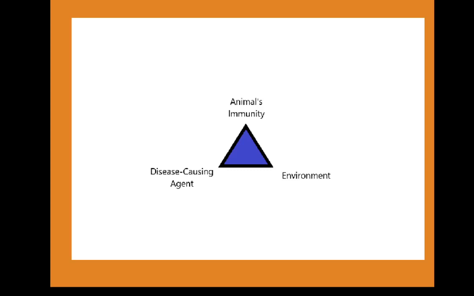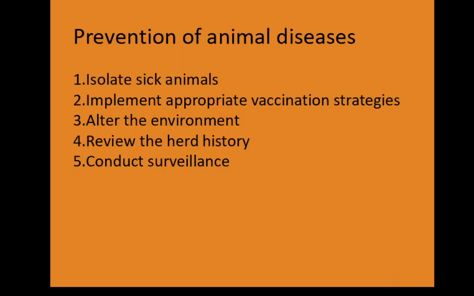Okay, so here are some more strategies against animal diseases. We have here isolation of sick animals, implement appropriate vaccination strategies, alter the environment, herd history, and surveillance.